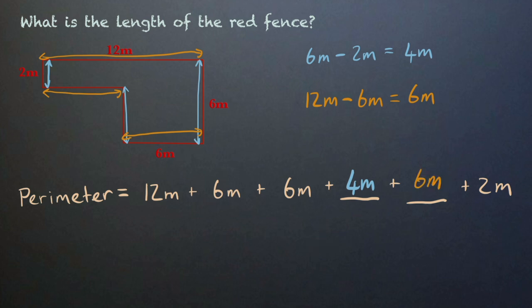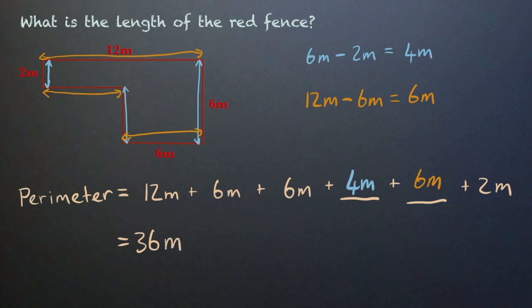Now we're ready to calculate our perimeter. So we've got 12 plus 6 is going to be equal to 18, plus another 6 is going to be equal to 24, plus another 4 is going to be equal to 28, plus another 6 is going to be 34, plus another 2 is going to be 36. 36 meters is our final perimeter.